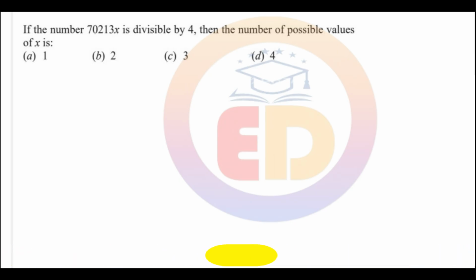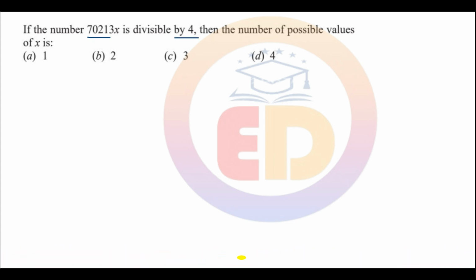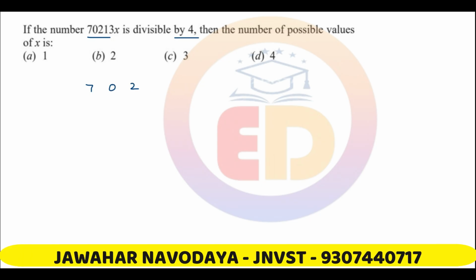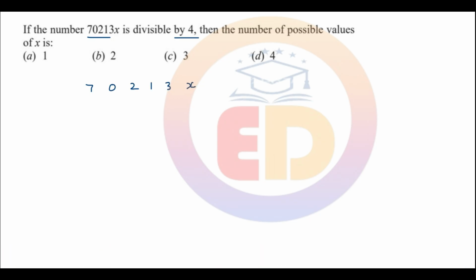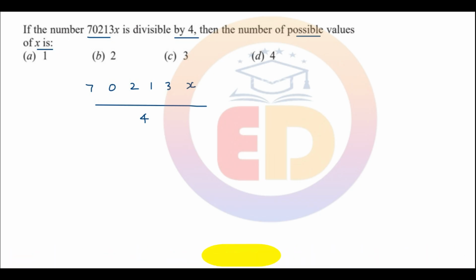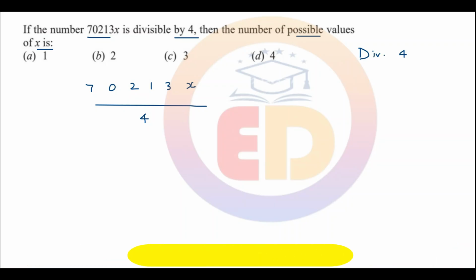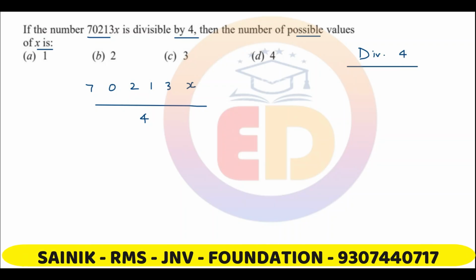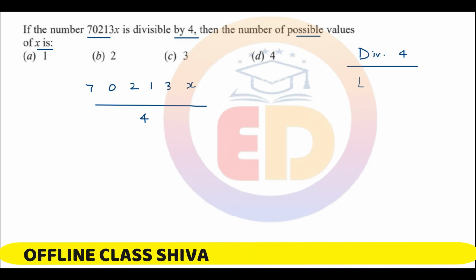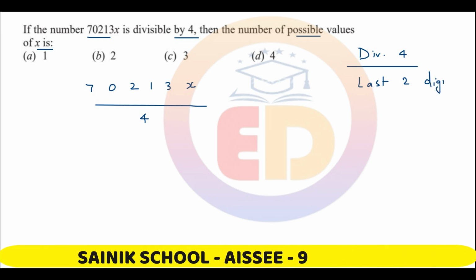Question says if the number 70213x is divisible by 4, then the number of possible values of x. To understand this question, we have to understand the divisibility of 4. Divisibility of 4 says if the last two digits of a number are divisible by 4, then the complete number is divisible by 4.